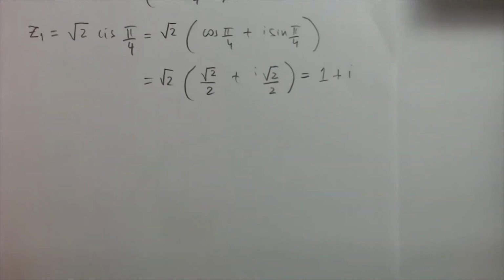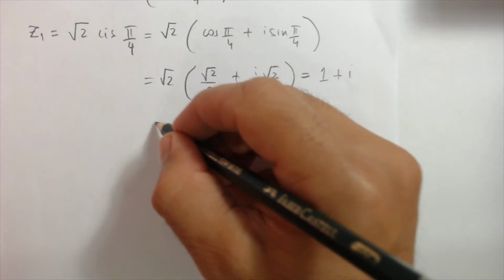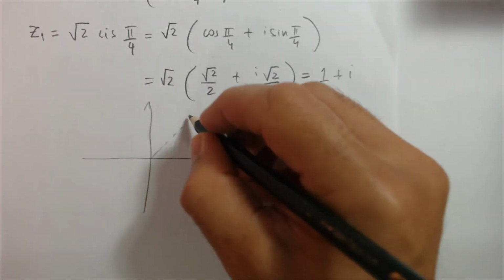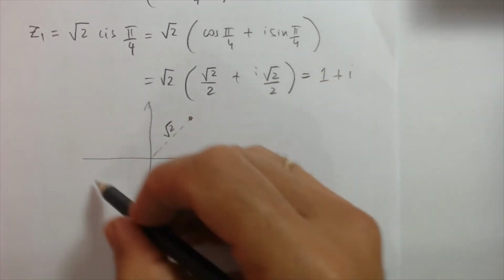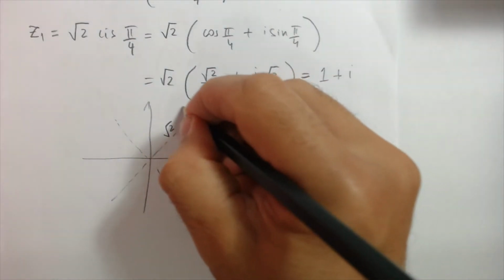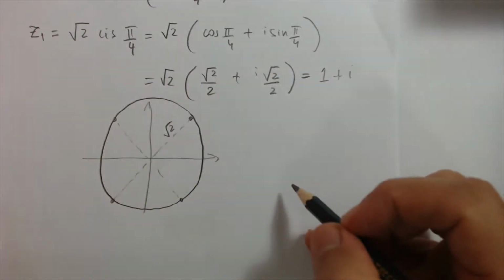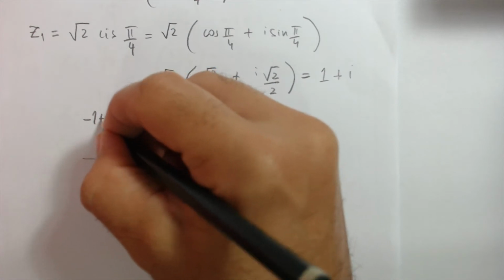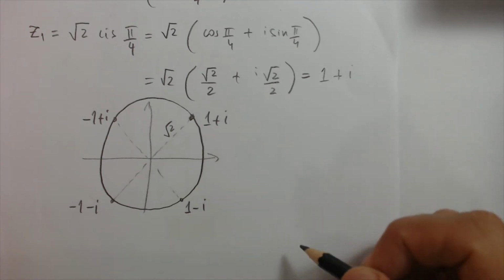If we were to represent this on an Argand diagram, that's the first solution, then we would find the following. π over 4, which is the same as 45 degrees. This is root 2. And then the other solutions are going to be equally spaced here. So all these lengths are going to be root 2. And these 4 points are going to be the roots. So this here is 1 + i. Then this one is −1 + i, −1 − i, and 1 − i. These are the 4 solutions.